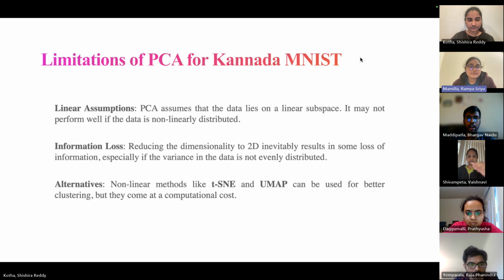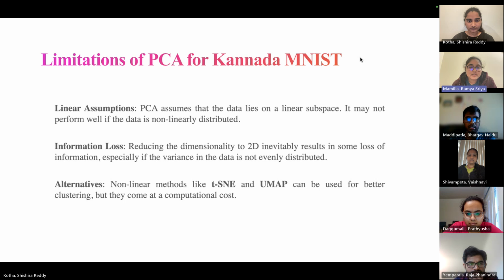These are the limitations of PCA for Kannada MNIST. The first one is the linear assumption. PCA assumes that the data lies on a linear subspace. It may not perform well if the data is not linearly distributed. The second one is information loss.